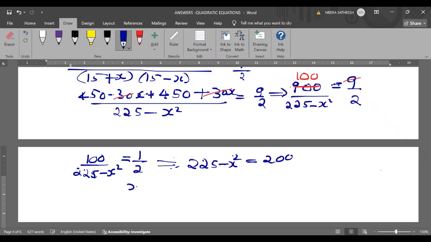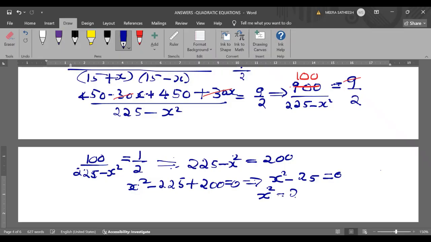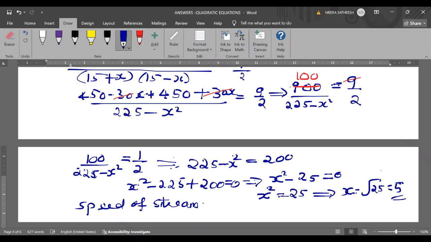Take the minus x square to the other side, so x square minus 225 plus 200 equals 0. No x term here. Okay. So x square minus 25 equals 0. So x square equals 25. So x equals root of 25, which is 5. So the speed of the stream is 5 kilometers per hour. That's all. Clear?